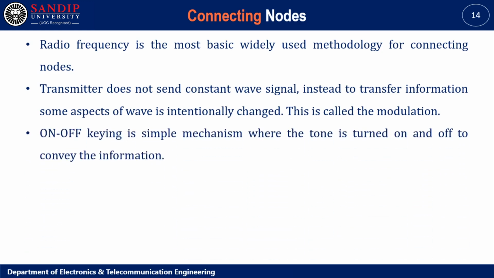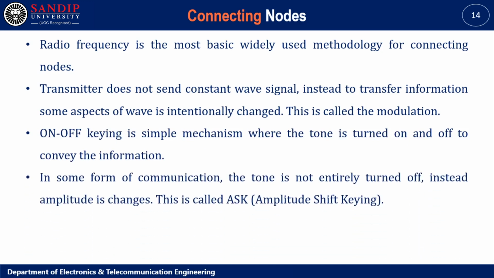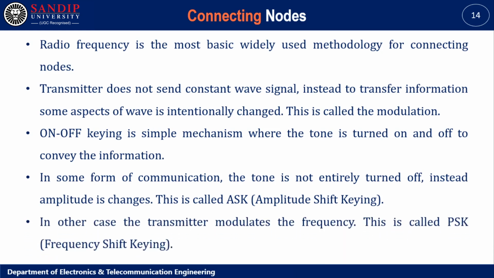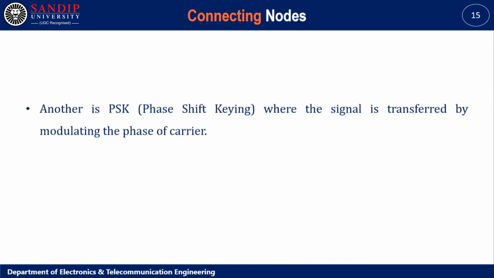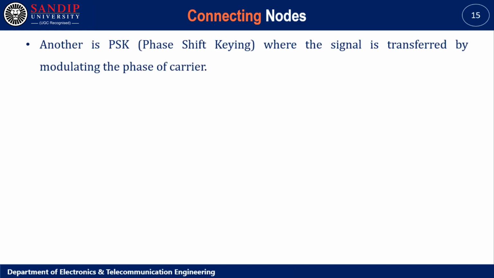On-off keying is a simple mechanism where the tone is turned on and off to convey the information. In some forms of communication, the tone is not entirely turned off. Instead, the amplitude is changed. This is called ASK, that is amplitude shift keying. In another case, the transmitter modulates the frequency, and this is called FSK, that is frequency shift keying. Another is PSK, that is phase shift keying, where the signal is transferred by modulating the phase of the carrier.